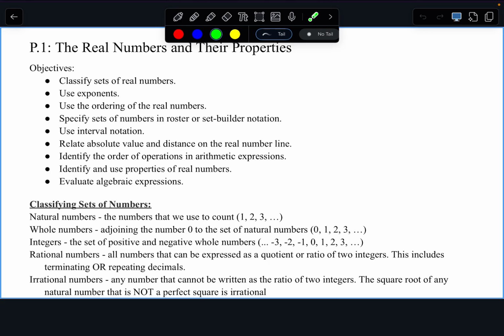If you want, you can take the staples out. That's totally fine. This is for your notes, so you can take them however you'd like.